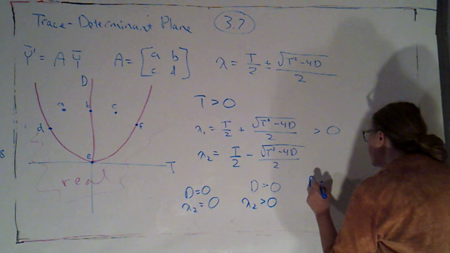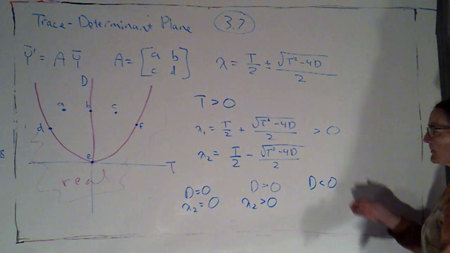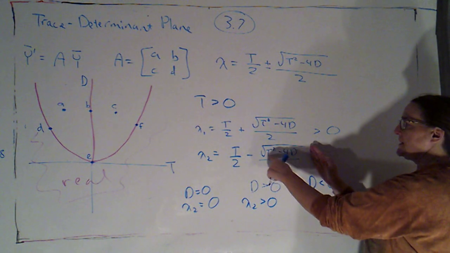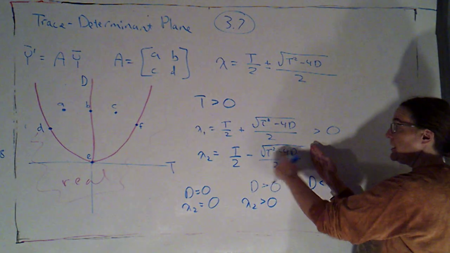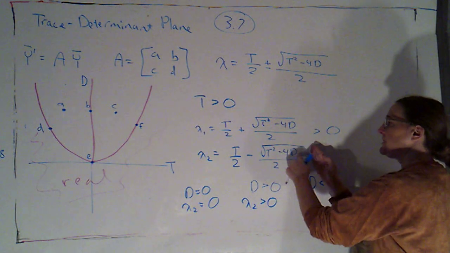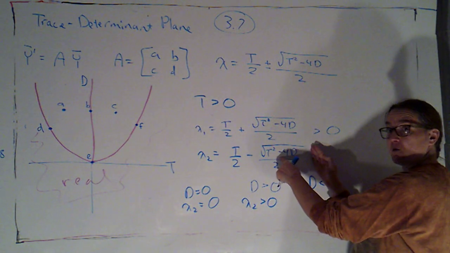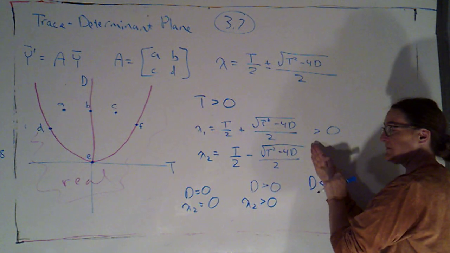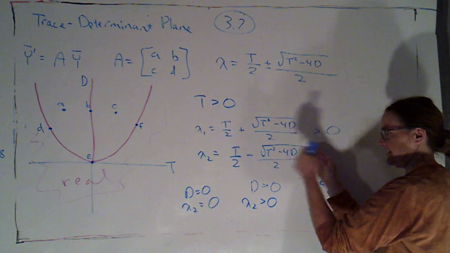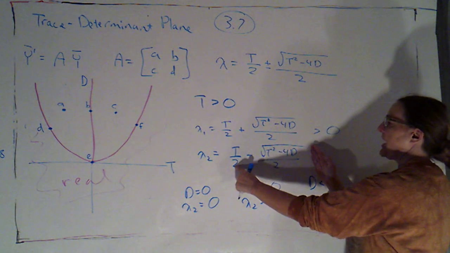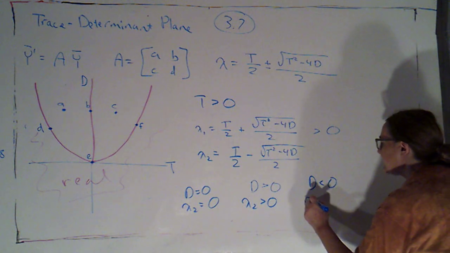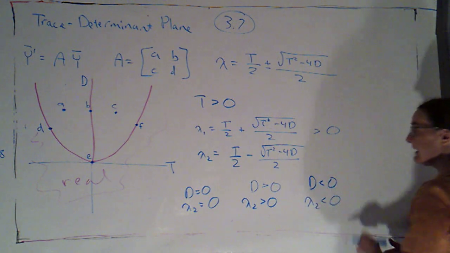If d is less than 0, then minus 4d is actually making t squared bigger. So t squared minus 4d is bigger than t squared. Its square root is bigger than the absolute value of t, which is t. And so I've got a positive number minus a bigger positive number. I'm going to get that lambda 2 is negative.